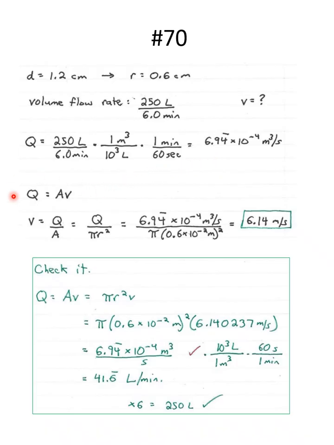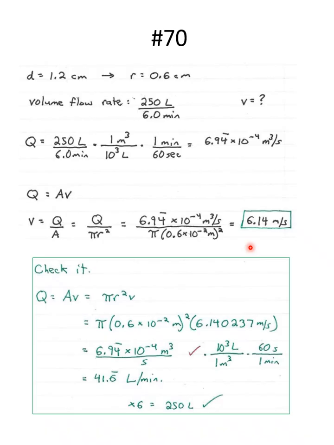So we'll use the volume flow rate is area times velocity. Solve that for velocity. It's volume flow rate over area. And this is why up here we solve for volume flow rate. Area of the pipe is, it's circular, so it's pi r squared. And so we plug in those values and we get 6.14 meters per second.